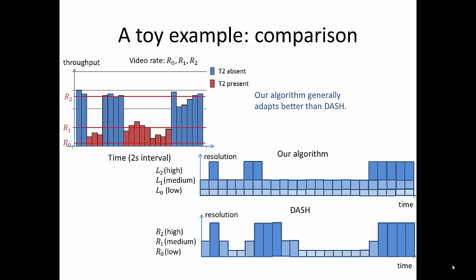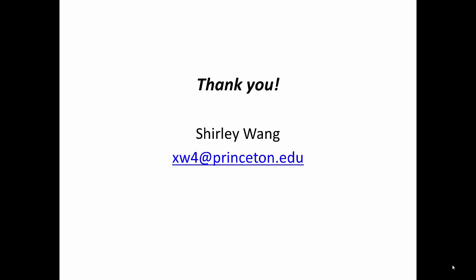This is a toy example to compare our algorithm with DASH. In our algorithm, we have medium resolution all the time, and sometimes we have the high resolution when throughput is high. For DASH, it only provides low resolution when throughput is low, and medium and high resolution when throughput becomes better. The quality also changes more frequently in DASH, so we see that our algorithm performs better than DASH when throughput fluctuates frequently.